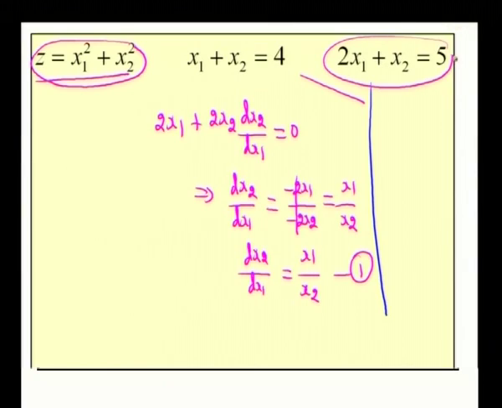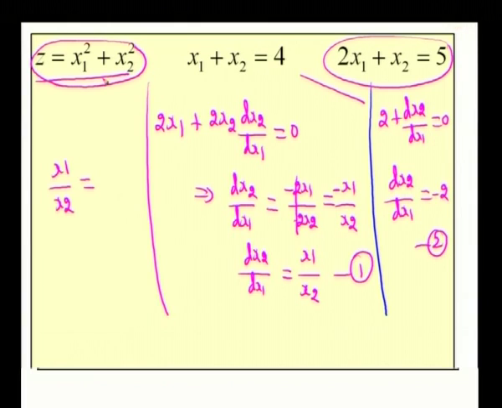Now, the gradient of the line 2x1 plus x2 equal to 5 is obtained by differentiating this equation with respect to x1. So, we have 2 plus dx2 by dx1 equal to 0. So, we have dx2 by dx1 equal to minus 2. We take this as equation 2.